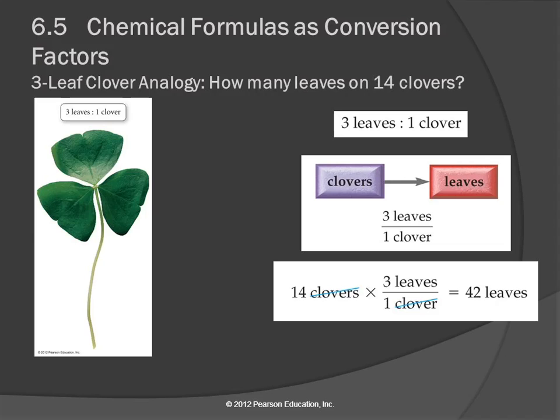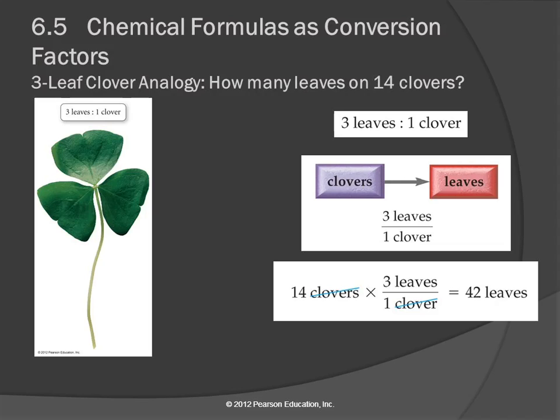Let's talk about clovers, because that'll be different. So there we have a picture of a clover. If you had 14 clovers, how many leaves would you have? That's not too hard to think about, right? Well, 14 clovers, and they each have 3 leaves. We have to multiply, and we end up with 42.